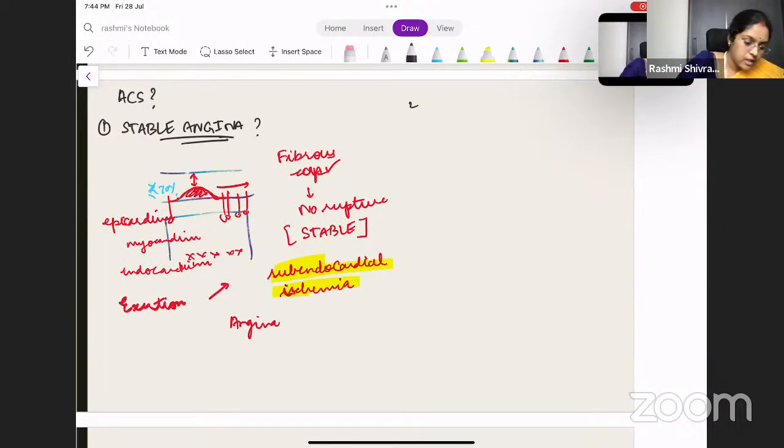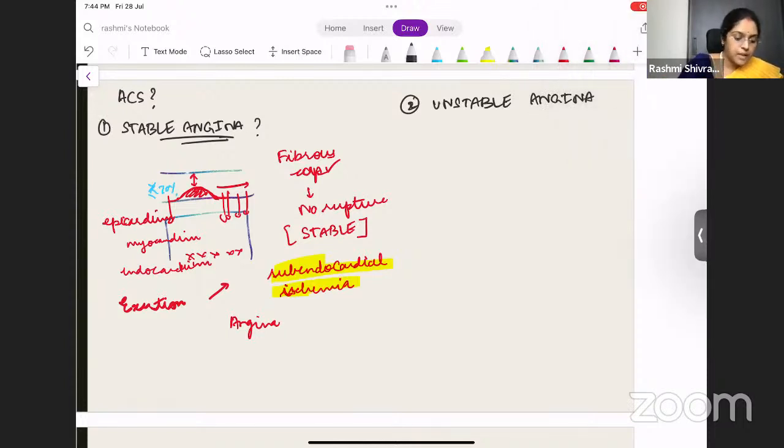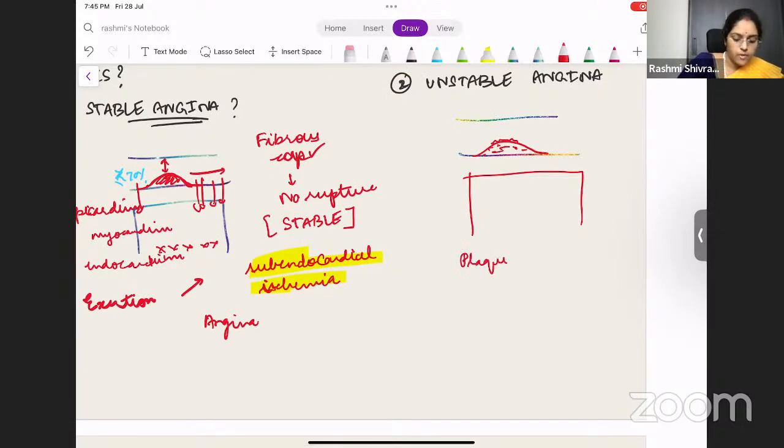So the second thing is unstable angina. What is stable angina? What is unstable angina? In this, what we see, there is a vessel, there is a plaque, but this plaque is not very strong. The plaque is not strong. So what happens? It gives way and ruptures. This plaque will rupture. So this fibrous cap and the plaque is not strong, so it ruptures. So what happens when it ruptures?